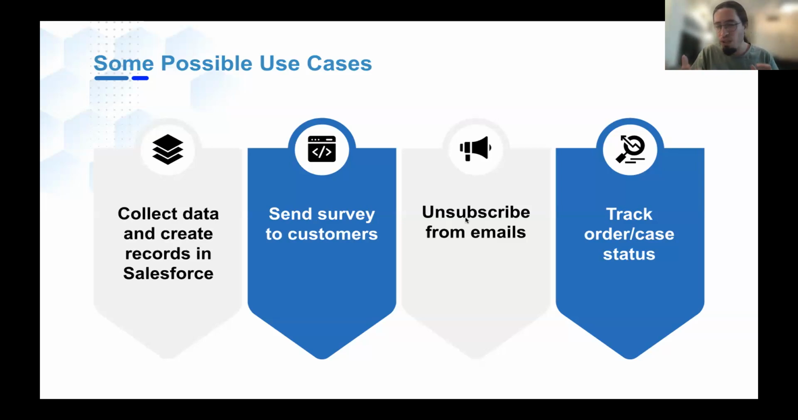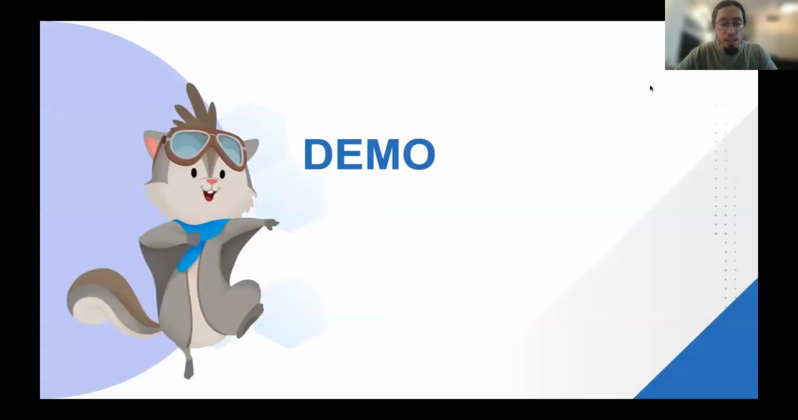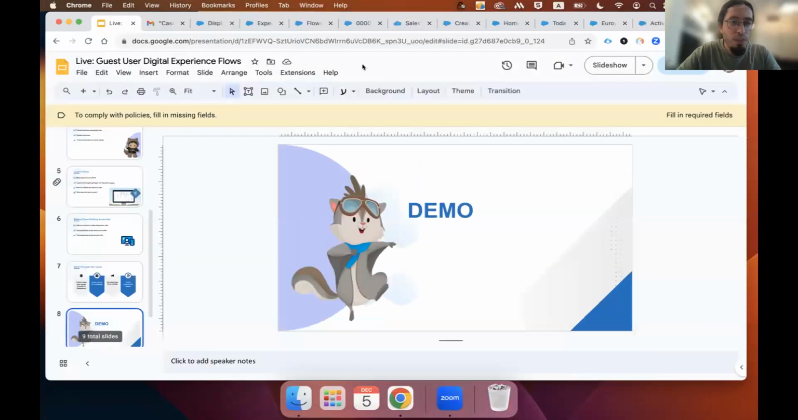And this screen flow can just show a data table of related orders or related case records with their statuses, so that they can track the status of their order, the status of their case. These were just some simple and common use cases. Now I want to log into Salesforce and show you some examples.